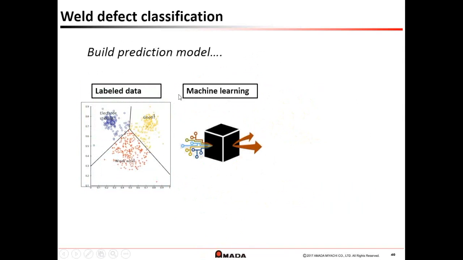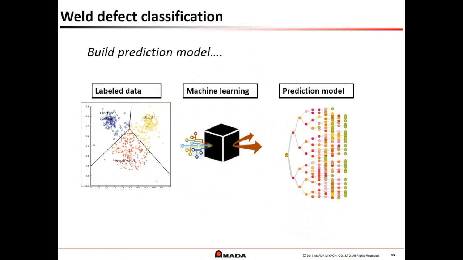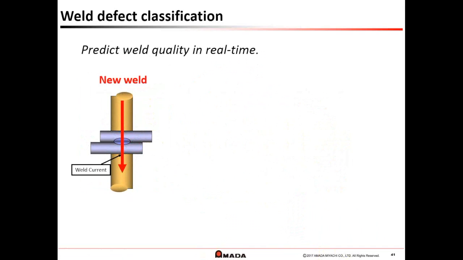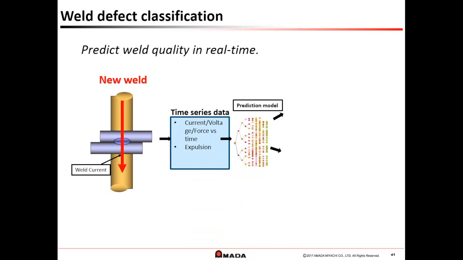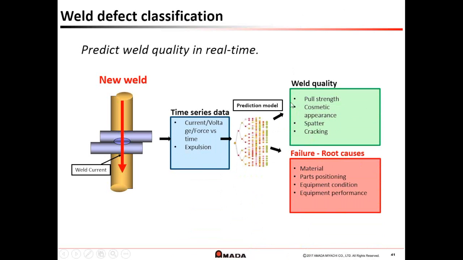Now we take that labeled data, feed it into a machine learning algorithm, and out will come a prediction model. So based on the input parameters that we input to the part, it'll predict whether there was a success or a failure at the output. So now we make a new weld, and we're going to measure that in real time. We're going to take the time measurements, get our physical signals in from our monitors, put them into the prediction model, and we'll have at the output our predicted pull strength, appearance, whether there was spatter or cracking, and if we weren't in the good, then what was the failure mode?